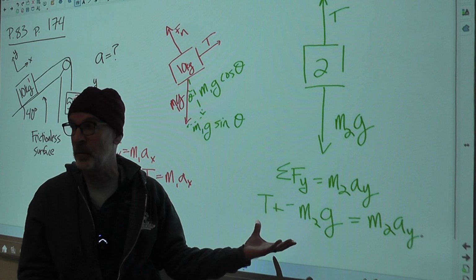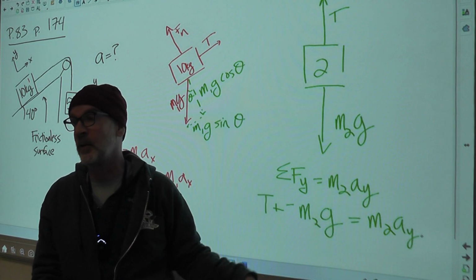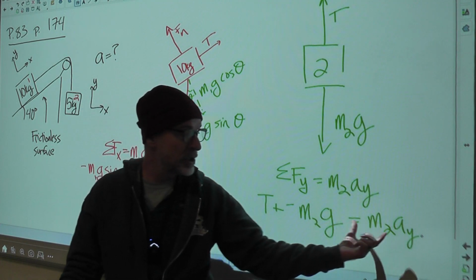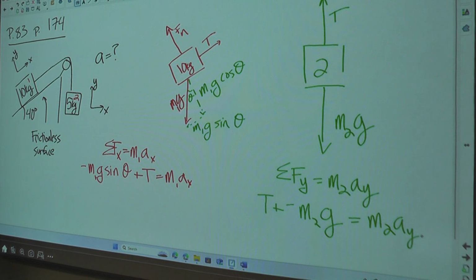This could be a negative number, in which case the weight of the object is bigger and it's accelerating down. They could be equal, in which case they're the same. For the last problem, we knew they were the same because we knew that the whole system was motionless and we knew that the acceleration was 0.